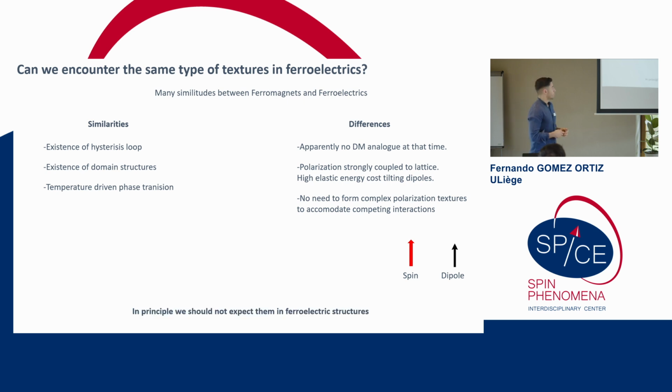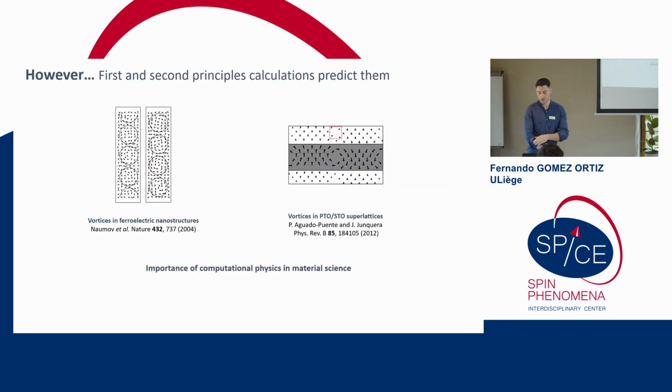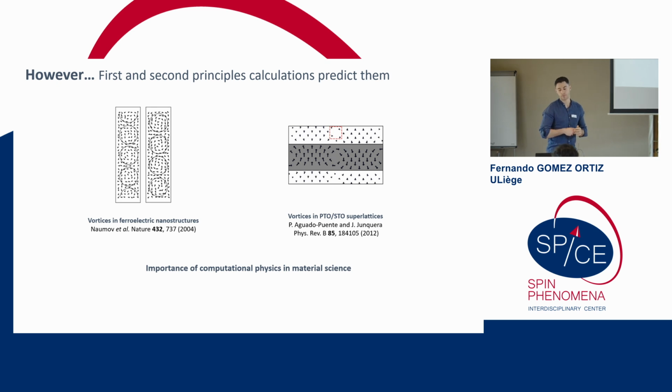So due to all these discrepancies, the natural thinking at that time was to believe that polar textures were not possible in ferroelectric materials. However, early theoretical works at the beginning of the century did predict them in ferroelectric nanodisks and nanodots, in lead zirconate, by means of second principles simulations. And then these calculations were seconded by first principles data in lead titanate/strontium titanate superlattices.